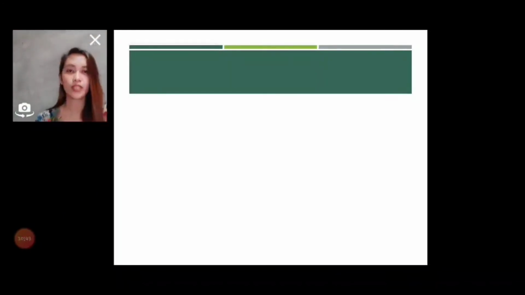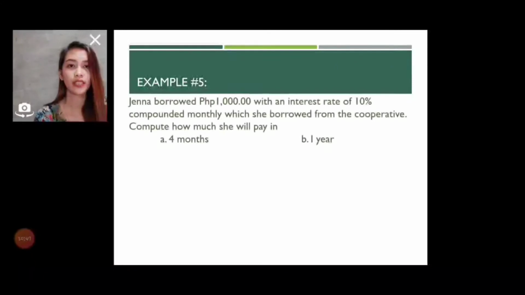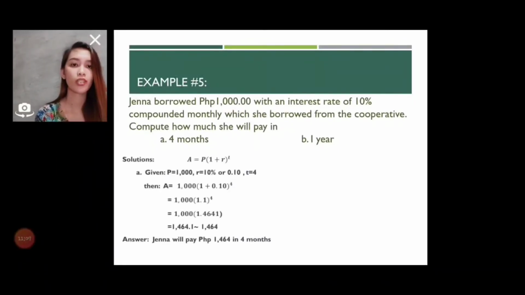And now let's proceed to the example of compound interest. Jenna borrowed 1,000 with an interest rate of 10% compounded monthly, which she borrowed from the cooperative. Compute how much she will pay in 4 months and how much she will pay in 1 year. So first, let's have the 4 months. Your solution is there.